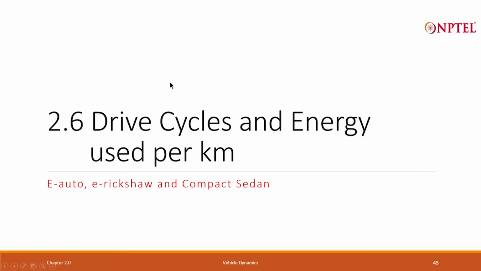So, all these things we will be looking at, but what we will now do is pretty much repeat the exercise, so almost a repeat. So, we will go fairly rapidly. Drive cycles and energy used per kilometer for first an auto, then an e-rickshaw, and then a compact sedan.